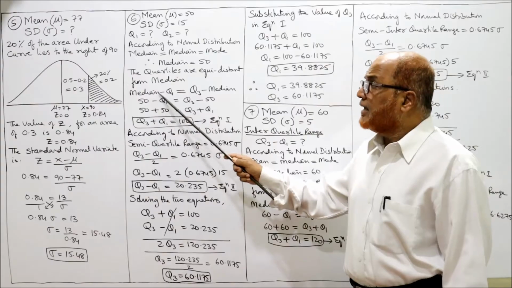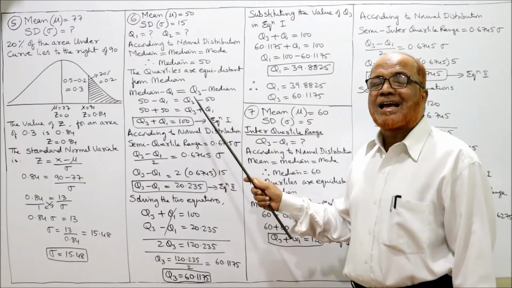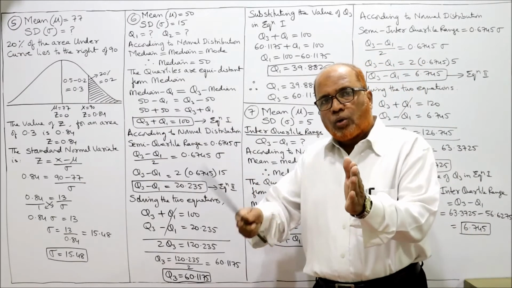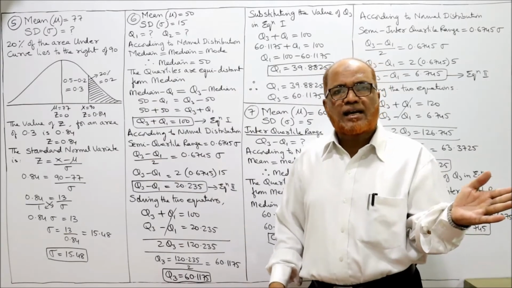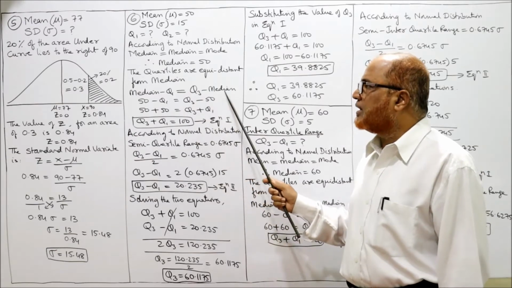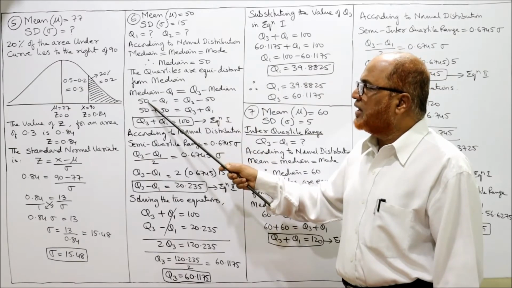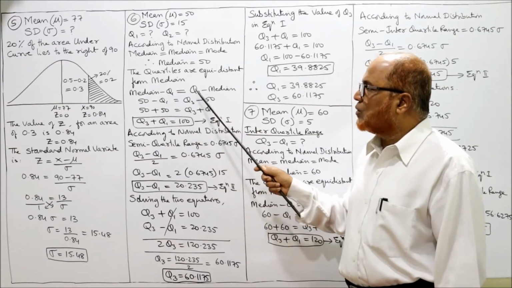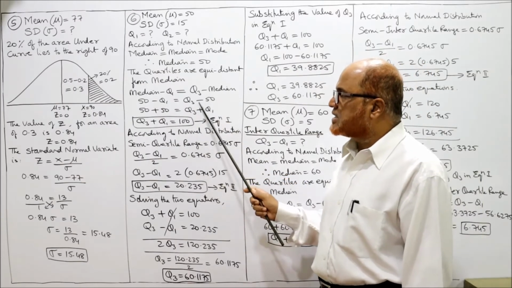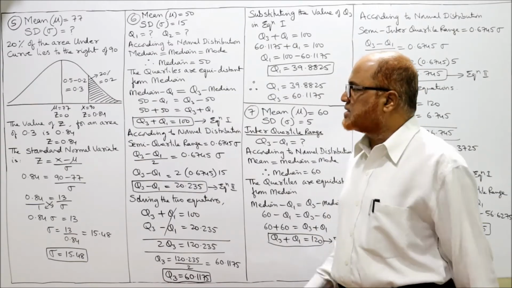So if you subtract median minus Q1, then it will be exactly equal to Q3 minus median. The area from median to Q1 and median to Q3 is exactly equal. So we can write median minus Q1 is exactly equal to Q3 minus median. Median we got already, 50. So in place of median I am writing 50 minus Q1 is equal to Q3 minus 50. Now see here, on LHS and RHS, one variable is there, one constant is there. So bring the constant to one side, variables to the other side.